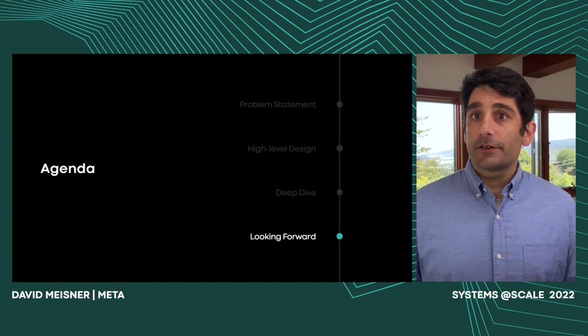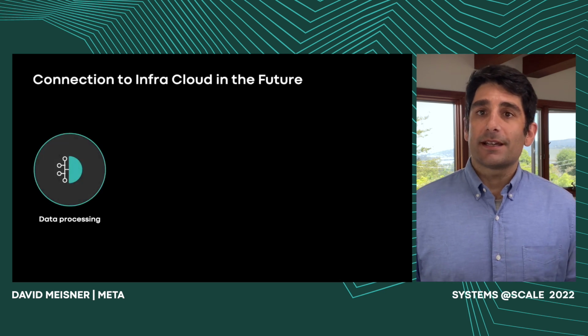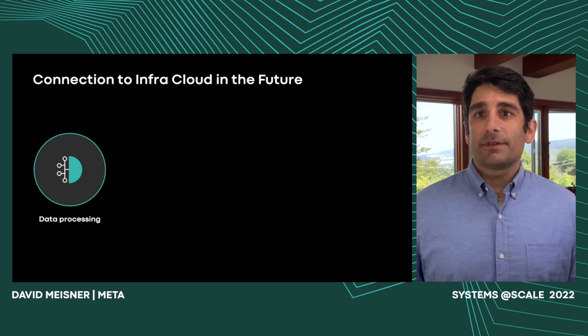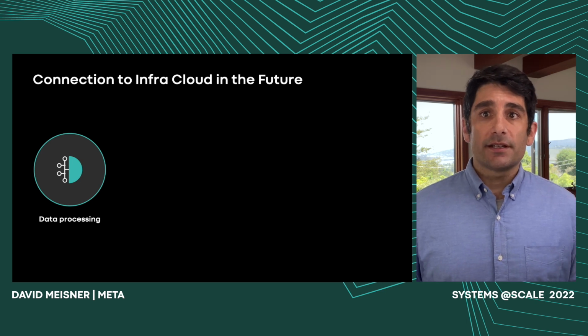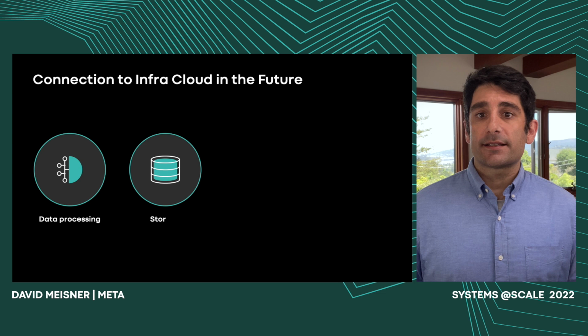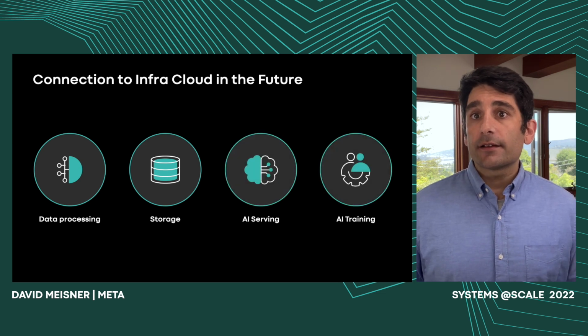Let's just take a quick look forward to wrap up. As I mentioned at the beginning of the talk, ICSP plays an important part in the Infra Cloud effort. And Infra Cloud is trying to give access to different infrastructure capabilities to our product developers at Meta. There's lots of products we imagine being in Infra Cloud, such as data processing, storage, AI serving, and training.